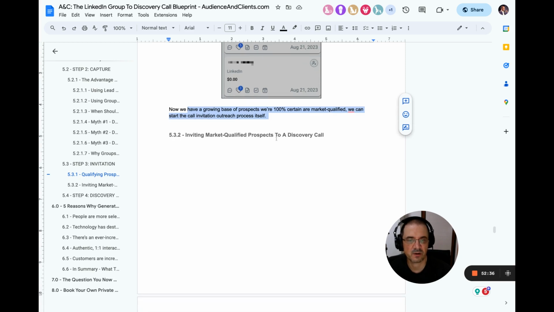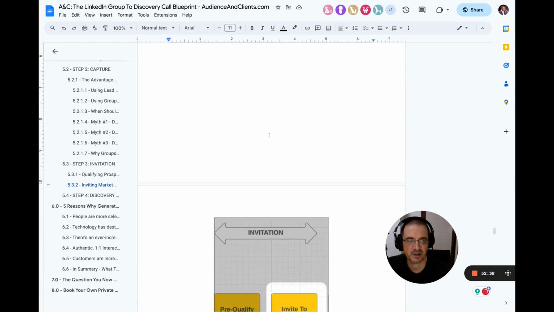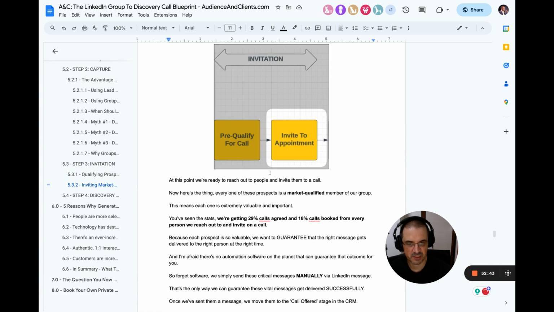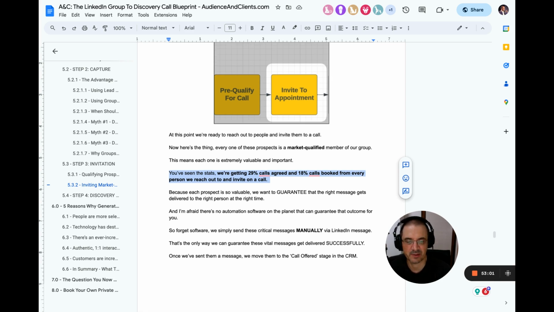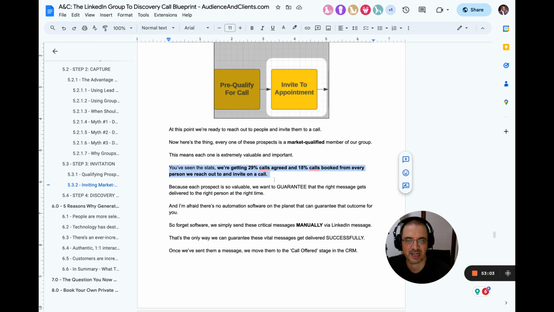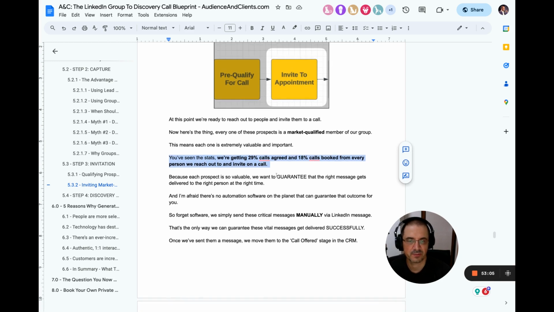Inviting market qualified prospects to a discovery call. So now we're ready to reach out to people and invite them to a call. So here's the thing. Every one of these prospects is a market qualified member of the group. They're all extremely valuable, important. And you've seen the stats, right? We're getting 29% calls agreed and 18% calls booked from every single person we're reaching out to and inviting on a call on average. We're not wasting these people precisely because they are extremely valuable potential prospects.